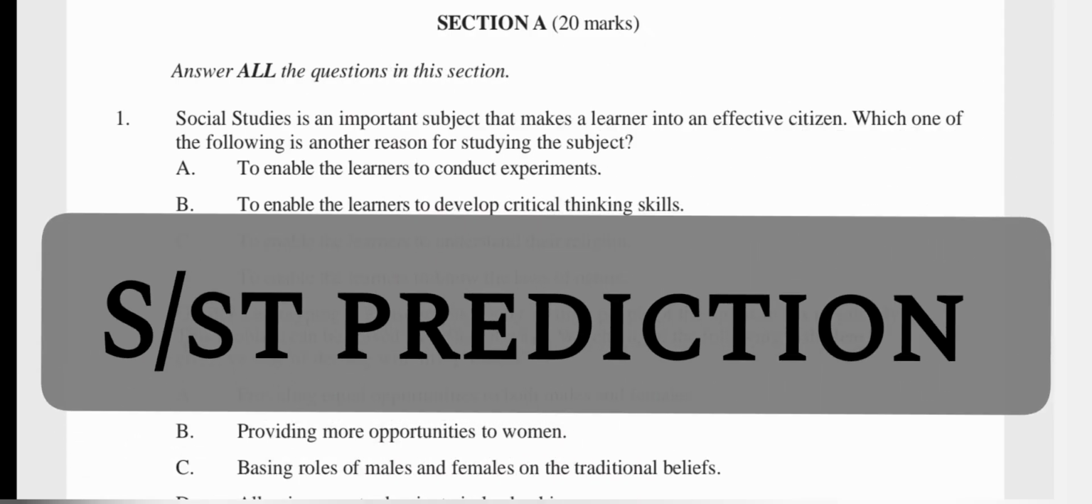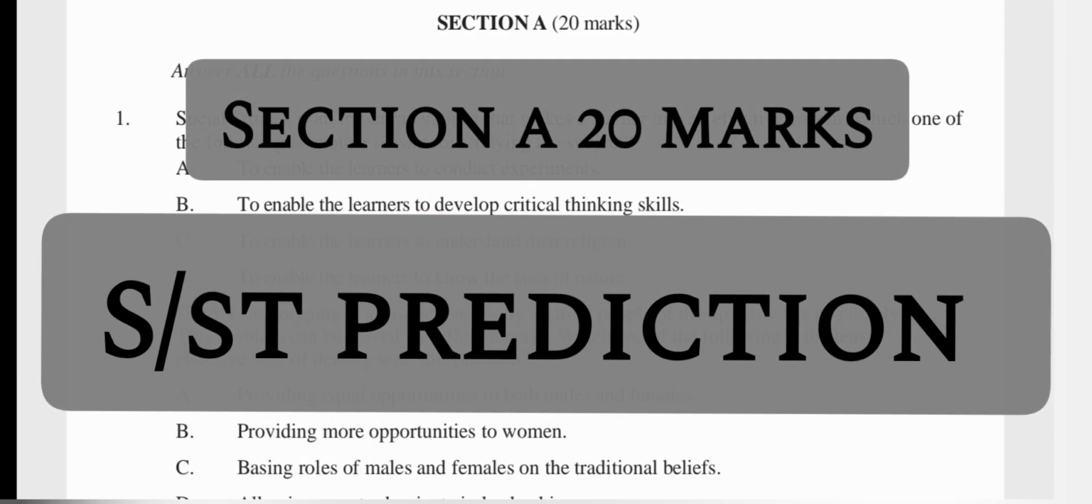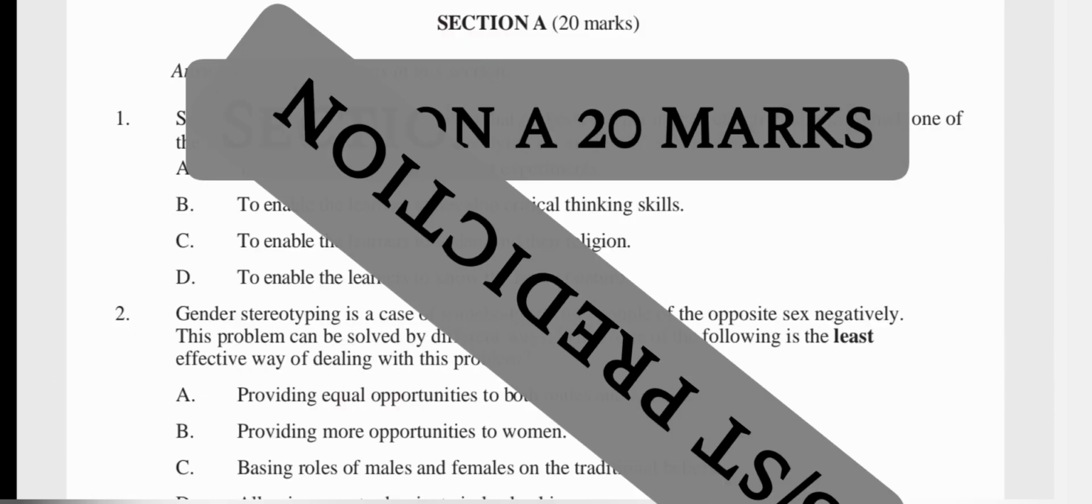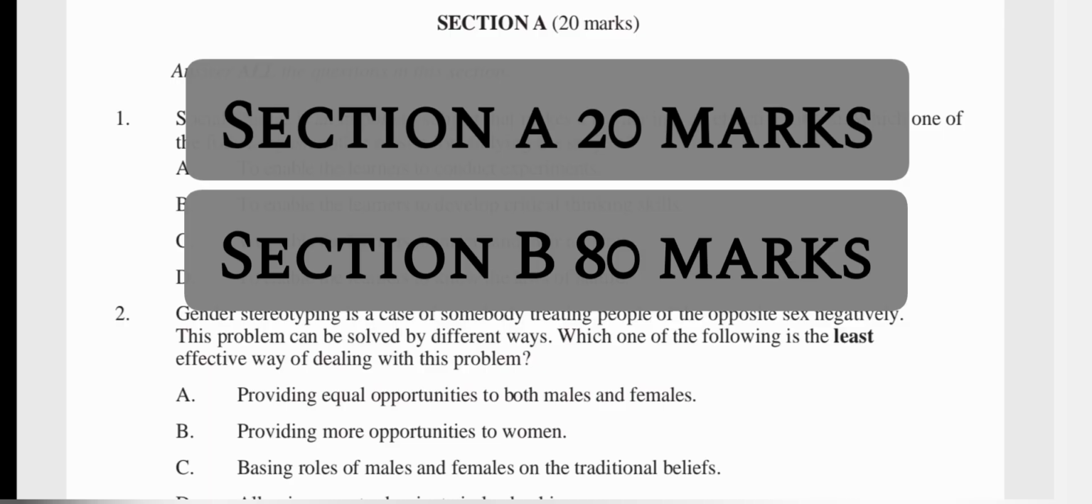Social Studies, Section A, 20 marks. Answer all the questions in this section. Section B, carrying 80 marks.